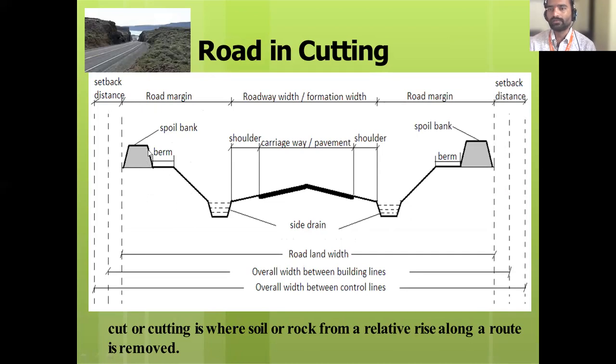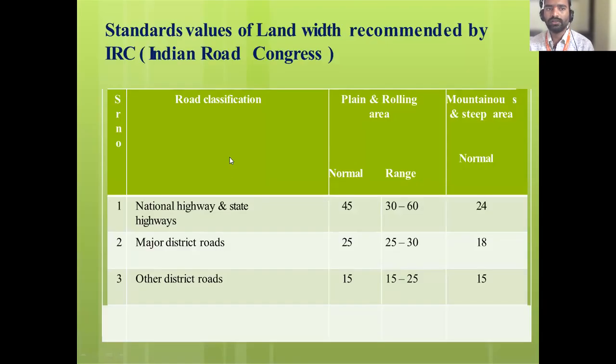This is the spoil bank. In the exam they may ask: spoil bank is visible in road in cutting, road in embankment, road in both, or none? What is the answer? Road in cutting. You can find the spoil bank there. What does it consist of? Soil. Whatever soil you have removed from the cutting place is placed here. So you have seen all the terms.